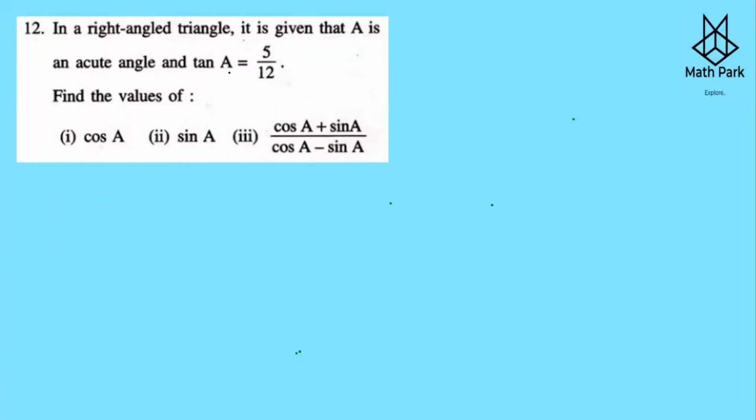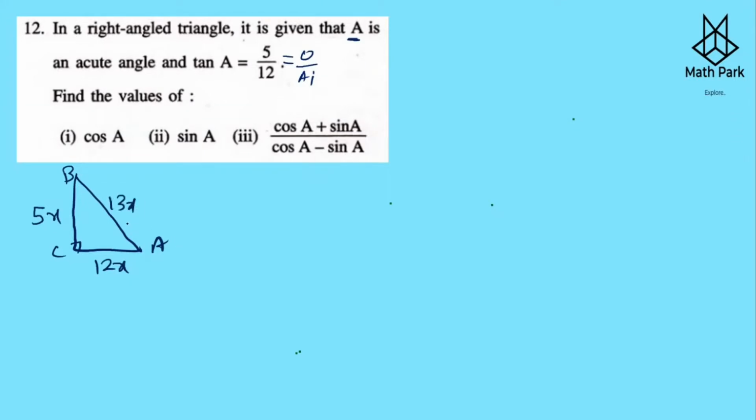So tan A is equal to 5 by 12, and given that A is an acute angle. So let us draw a right triangle where A is an acute angle. So A, B, and it is right angled at C. So tan A is given as 5 by 12. So tan A is opposite upon adjacent. So opposite side is going to be 5x and the adjacent is going to be 12x. By Pythagoras theorem, you get AB as 13x.